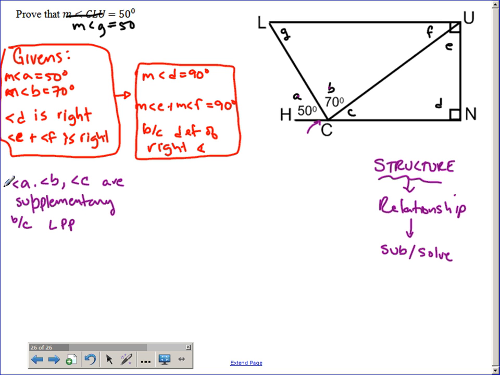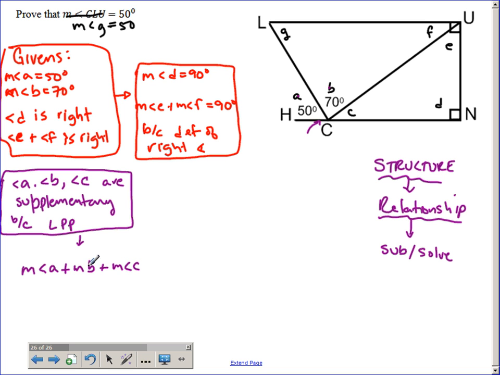Now, that comes directly from the diagram, so there's no connections to be made here. But once I have this established, now I can actually start introducing the relationship. In this case, an equation. If they are supplementary, then by definition, the measurement of angle A plus the measurement of angle B plus the measurement of angle C has to be 180 degrees, because that's what the definition of supplementary is.